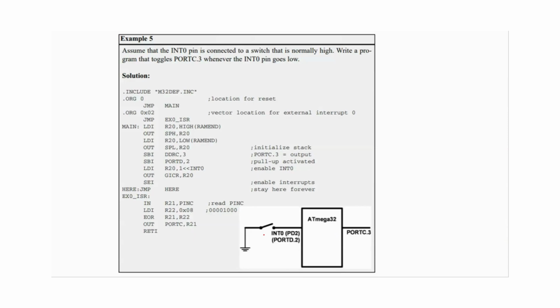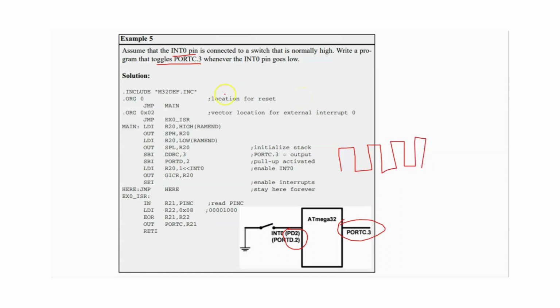Here is the first application written in assembly language. The idea is that we are to use interrupt 0 out of the three interrupts. Interrupt 0 is at pin D2, port D pin 2. We are to write a program that toggles port C.3, that is pin 3 of port C, and we know that toggling is just switching from high to low and low to high, and so on. This is toggling, also called blinking.